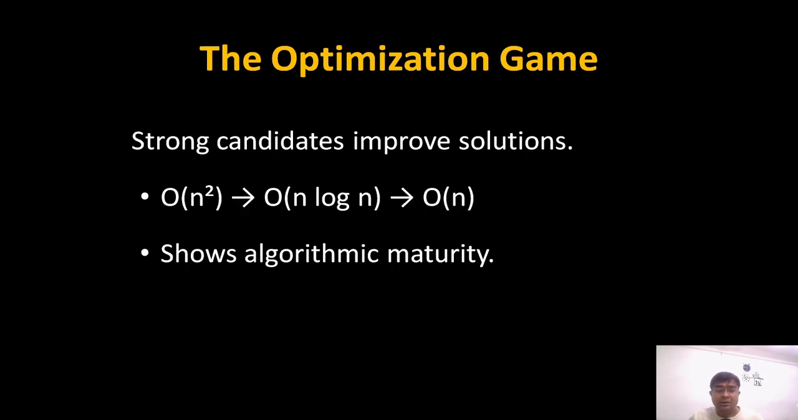So the whole thing is about optimization. As a candidate, you have to optimize your solution from time complexity big O of n squared to big O of n log n to big O of n. This shows your logarithmic maturity. So you have to optimize your solution every time.